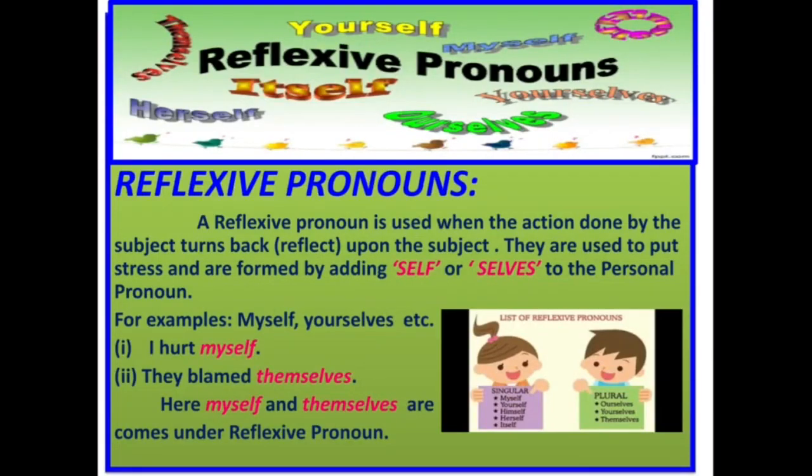Reflexive pronouns. A reflexive pronoun is used when the action done by the subject turns back or reflects upon the subject. They are used to put stress and are formed by adding self or selves to the personal pronoun. For example, myself, yourselves, etc. Number 1. I heard myself. Number 2. They blamed themselves. Here, myself and themselves comes under reflexive pronoun.